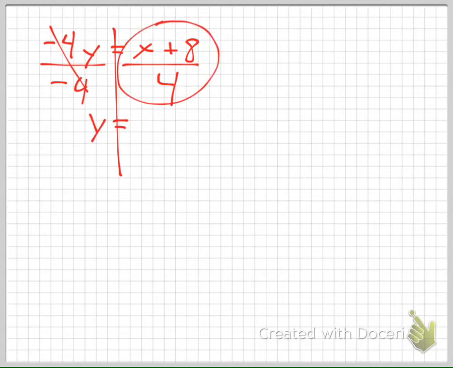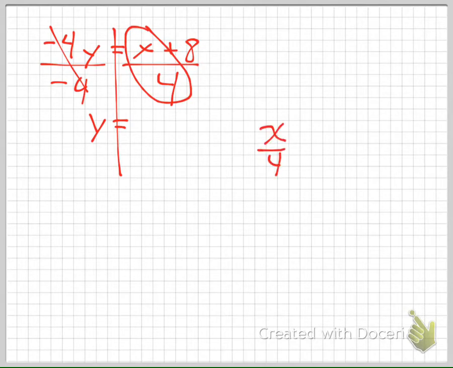Is y equals x plus 8 divided by negative 4 in slope-intercept form? No. Here's the deal. You're going to use the distributive property using division. What's another way of writing x over 4? Where did the negative go? Sorry, you're right, the negative should be there. What's another way of writing x over negative 4, to make it look like it's in slope-intercept form?